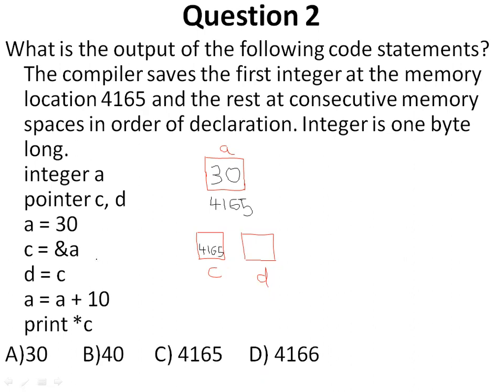When C contains the address of A, we can see C is a pointer. We can say that C is pointing to A. Now C is pointing to A.